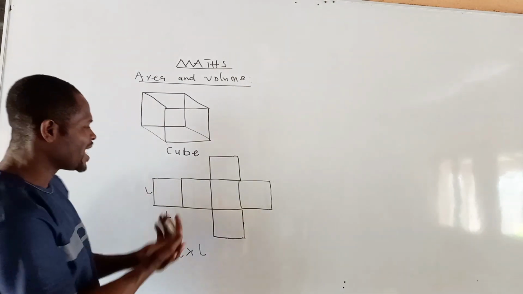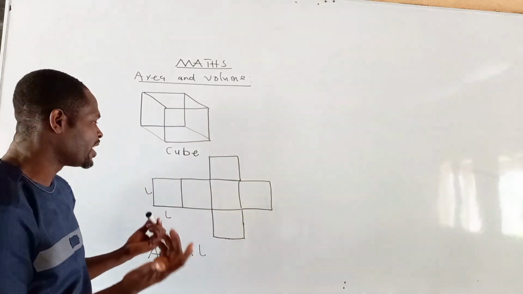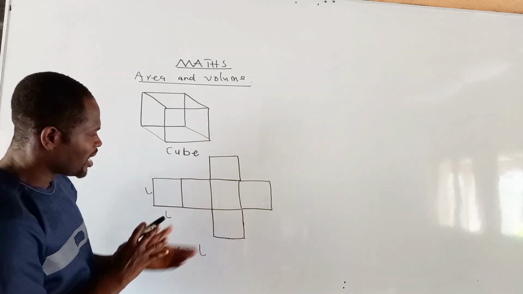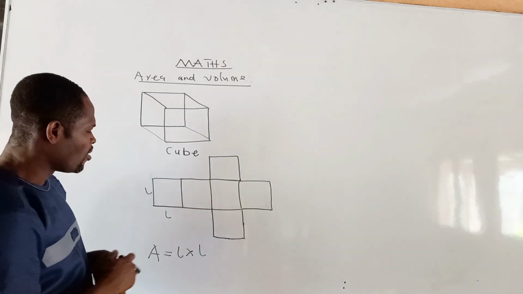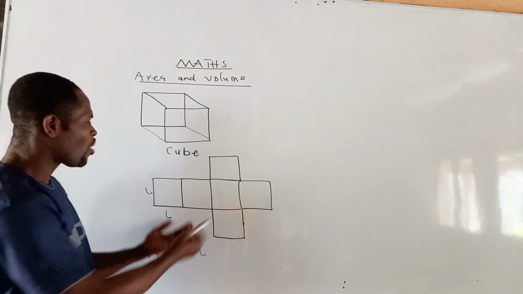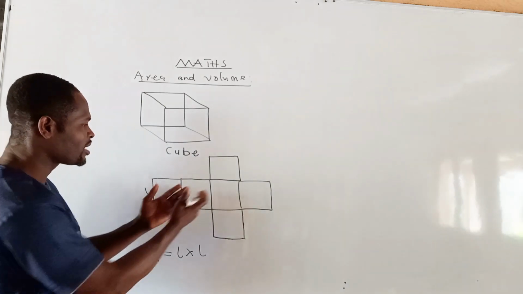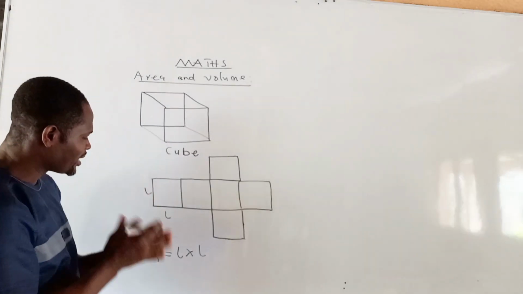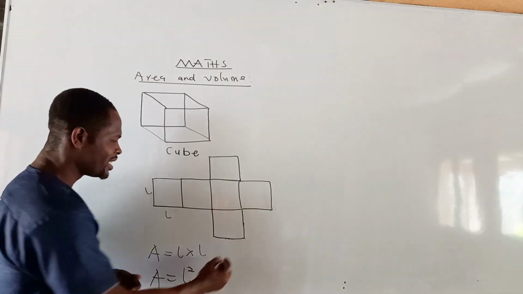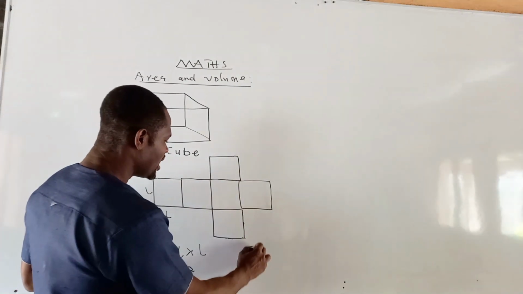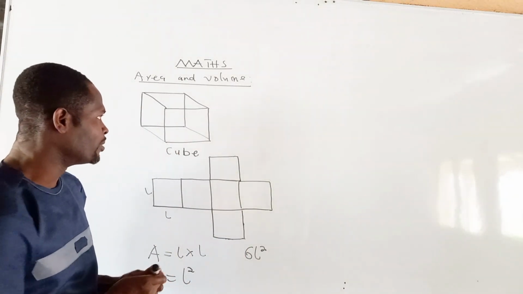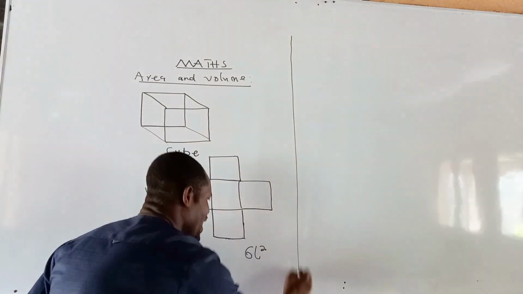Now, when you look at the net, it has 6 faces, or the cube has 6 faces, as you can see with the net. Now, if one area is giving us length times length, what of the other areas? Looking at this, it has 6 faces. That means that if one area is equal to length square, then the 6 areas will be 6 length square. That is the total surface area of the cube. So let's continue from here.